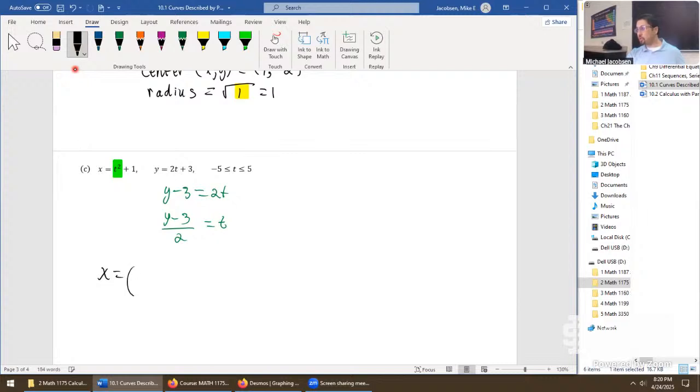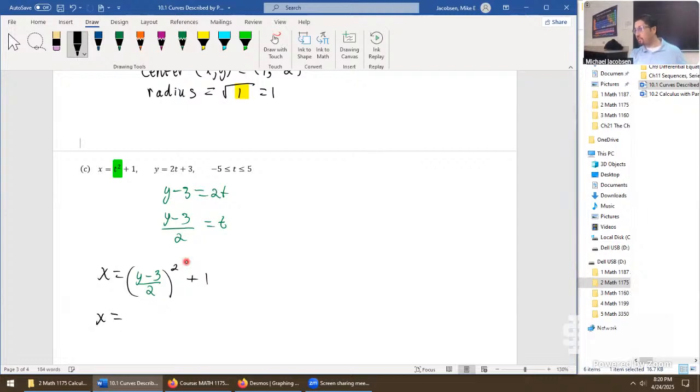x is then equal to the parameter t squared, but we solved the linear equation and got (y minus 3) over 2. Then it's a plus 1. This format already is showing it looks like just another parabola. I don't know where the vertex is centered, but it's another parabola, opening probably towards the right on the horizontal axis.